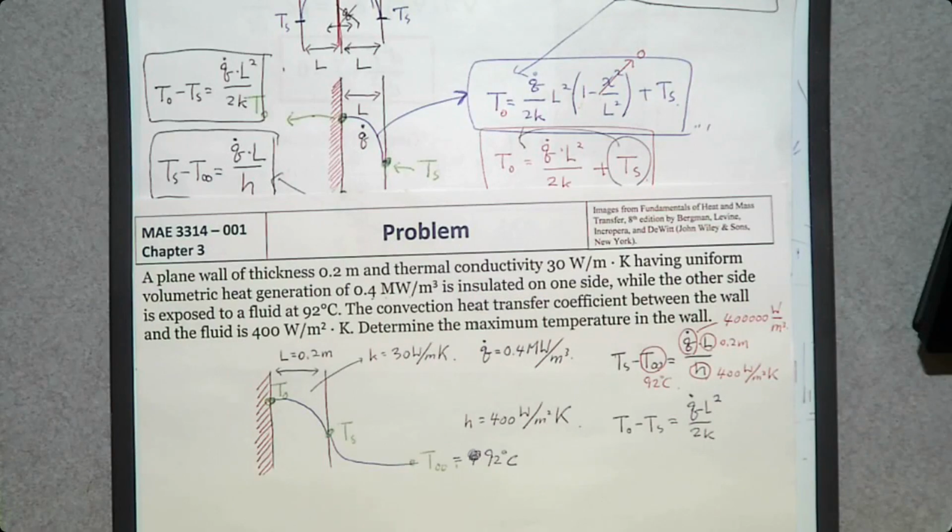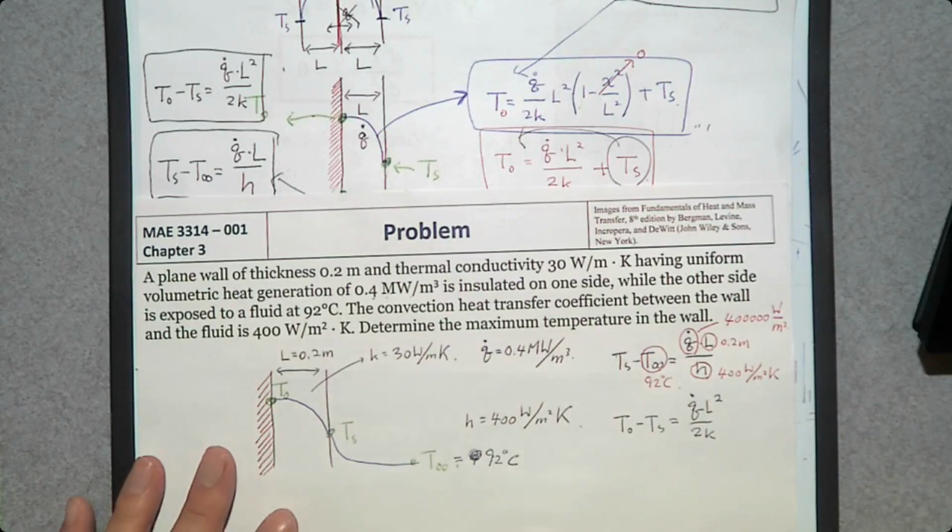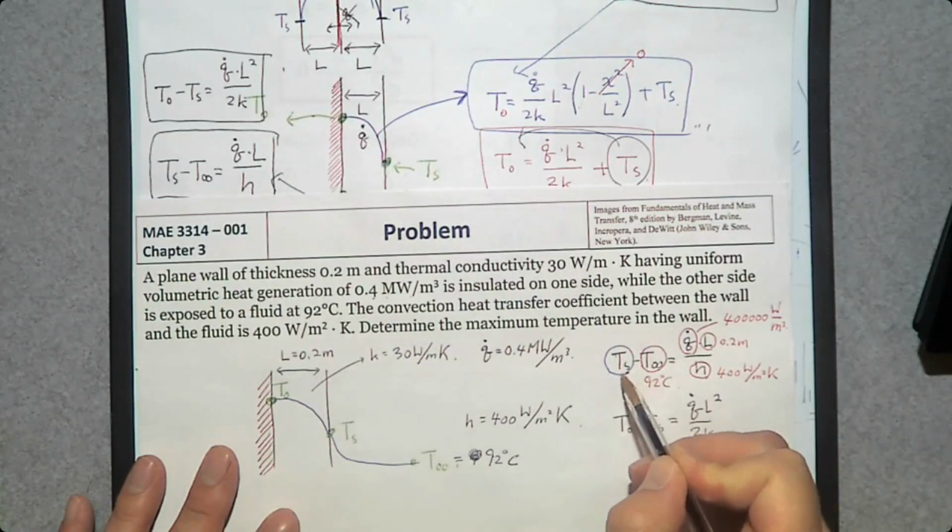400,000 multiplied by 0.2 divided by 400. Then we get 200 plus 92. So the surface temperature is going to be 292 degrees Celsius.